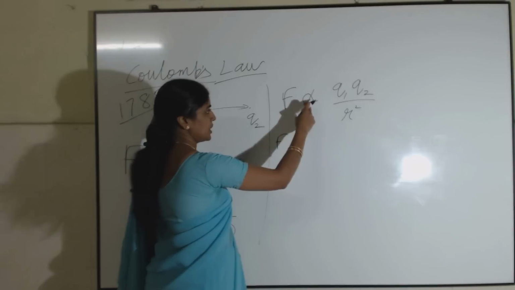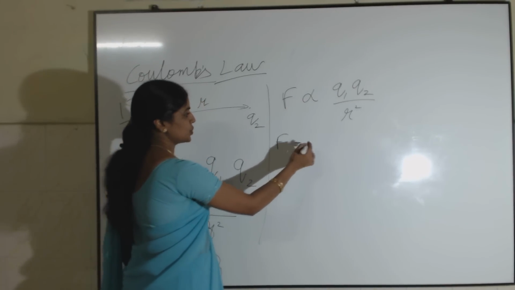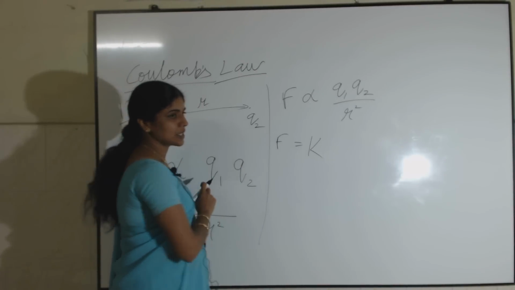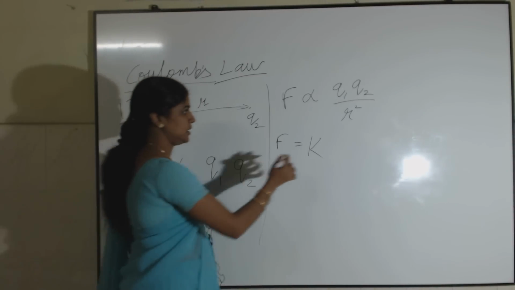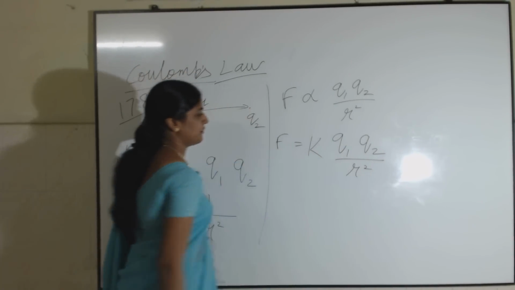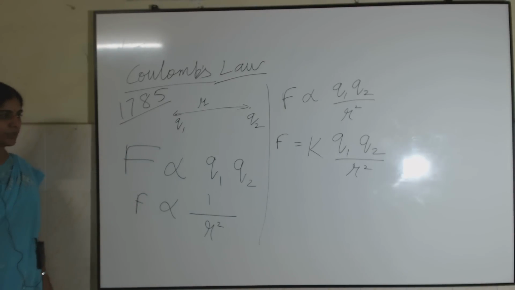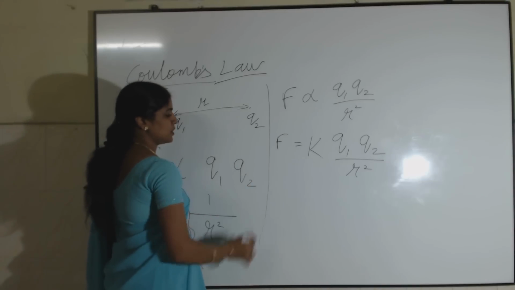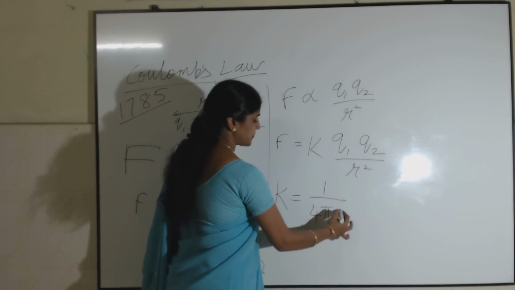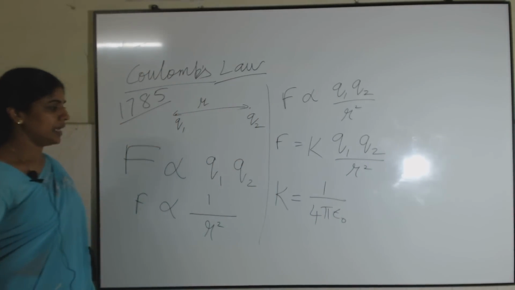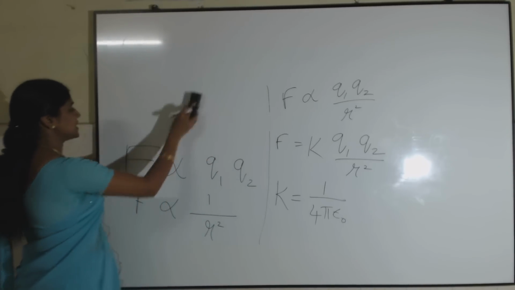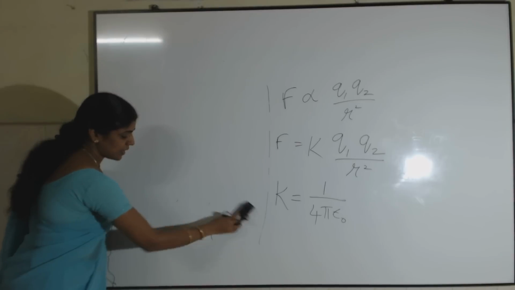So, if I remove this proportionality sign and put equal to, I should introduce a constant. Let that constant be K, where K is called the constant of proportionality. F equal to K Q1 Q2 by r square. Its value is 1 by 4 pi epsilon naught, where epsilon naught is called the permittivity of free space or vacuum. What is epsilon naught?